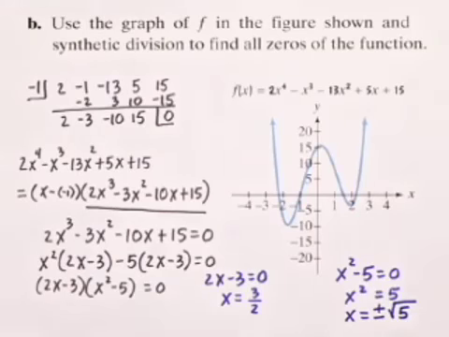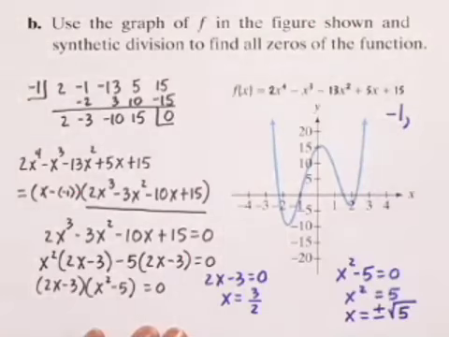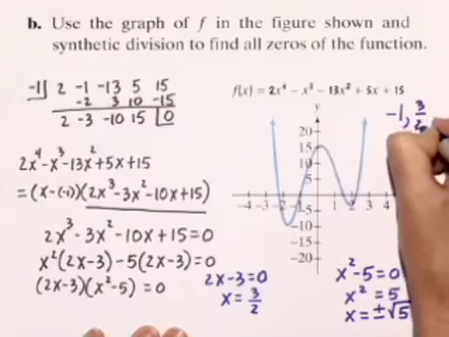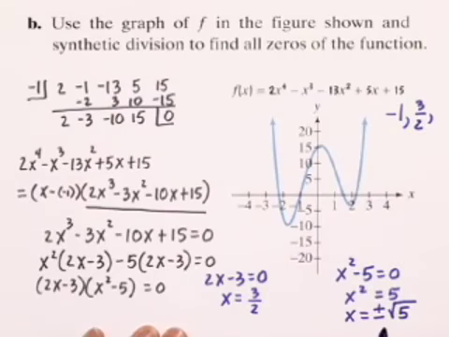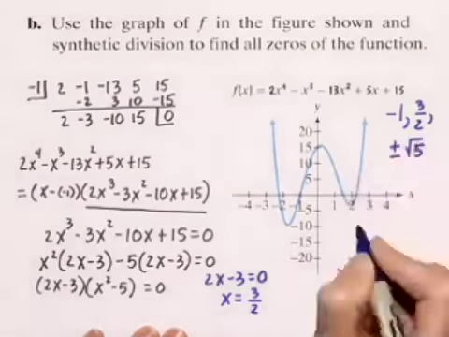So now we're ready to state our final answer. We want to find all the zeros. Our first zero we found was negative 1, so we'll list them right here. Negative 1. Our next zero we found was 3/2. And then we also had our last two zeros, plus or minus the square root of 5.